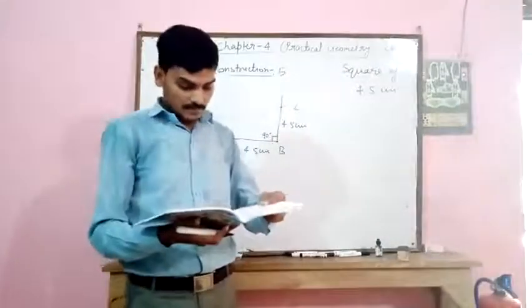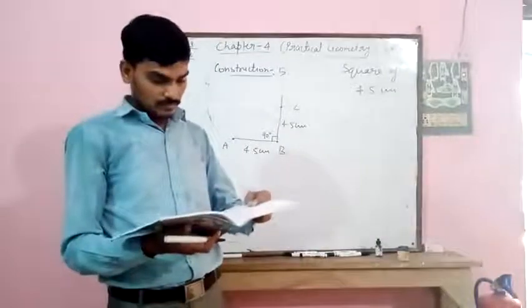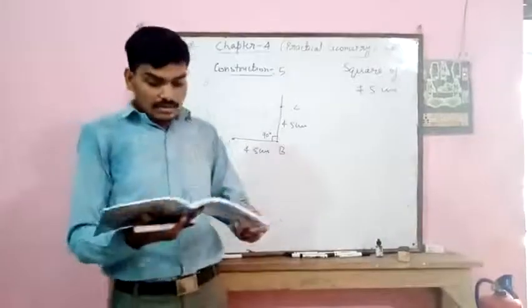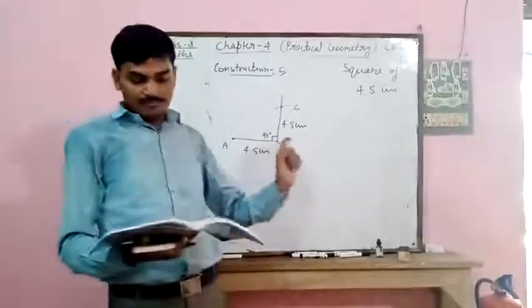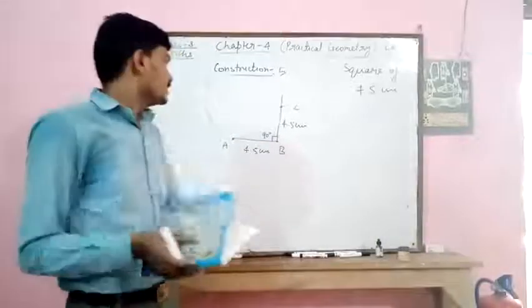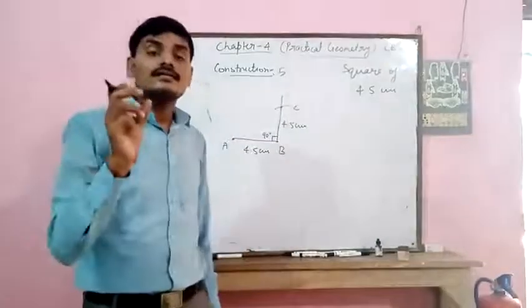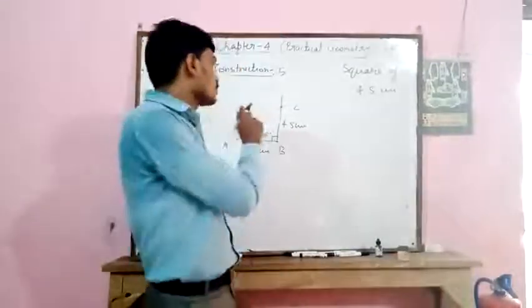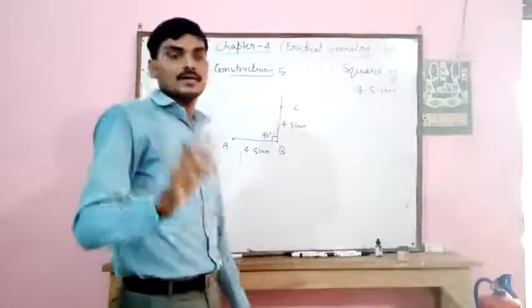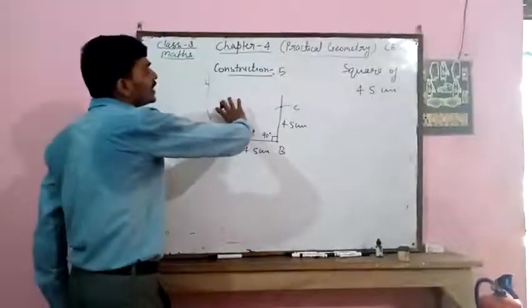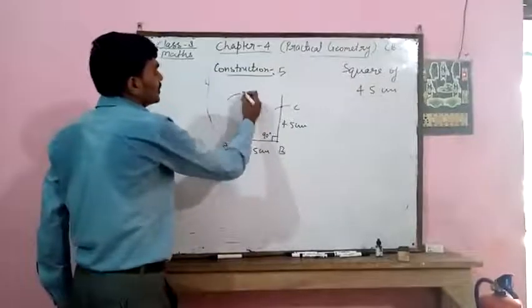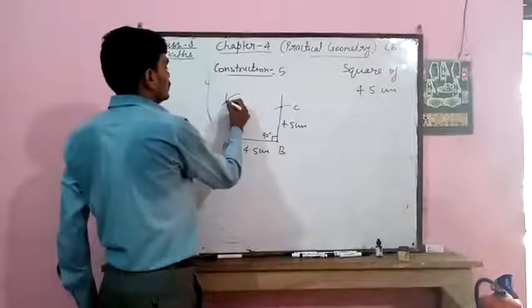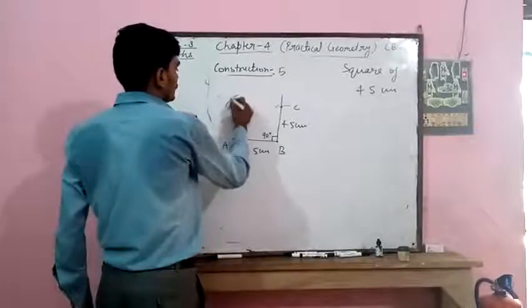Now with A and C as center, draw arcs of 4.5 centimeter. Take an arc of 4.5 centimeter with the help of compass. Now place your pointer here and cut an arc. Now here place your pointer and cut. So this point is here and here.